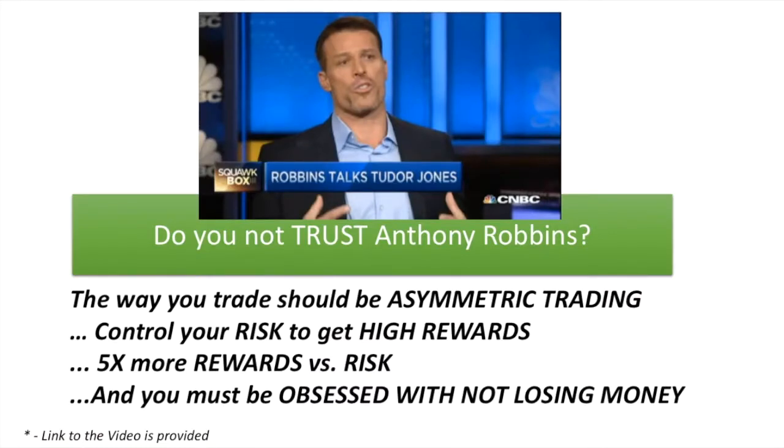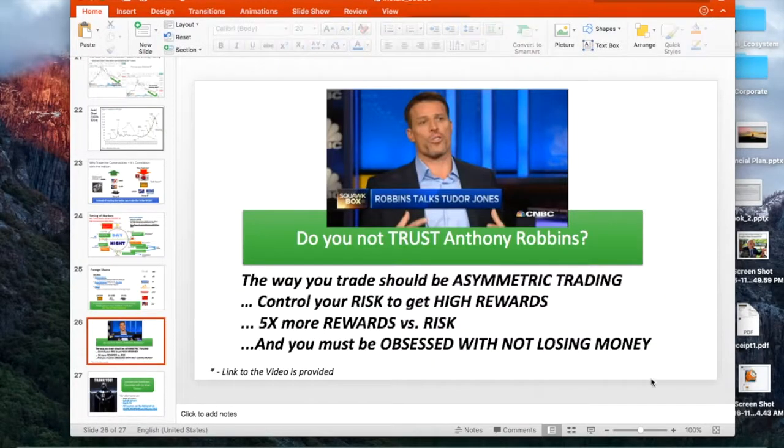Now, here is Anthony Robbins, and I would like to end this course with a good video by Anthony Robbins, who teaches us how to trade. His way of trading is usually asymmetric trading. And what is asymmetric trading? Well, first you've got to control your risk to get high rewards. You've got to be obsessed with not losing money, but you make sure that whenever you go into a trade, if you make money, you can make 5 times what you lose. And that will pretty much assure you that you're not going to lose a lot of money. This is very important when you are trading. So let's go and see the video by Tony Robbins.